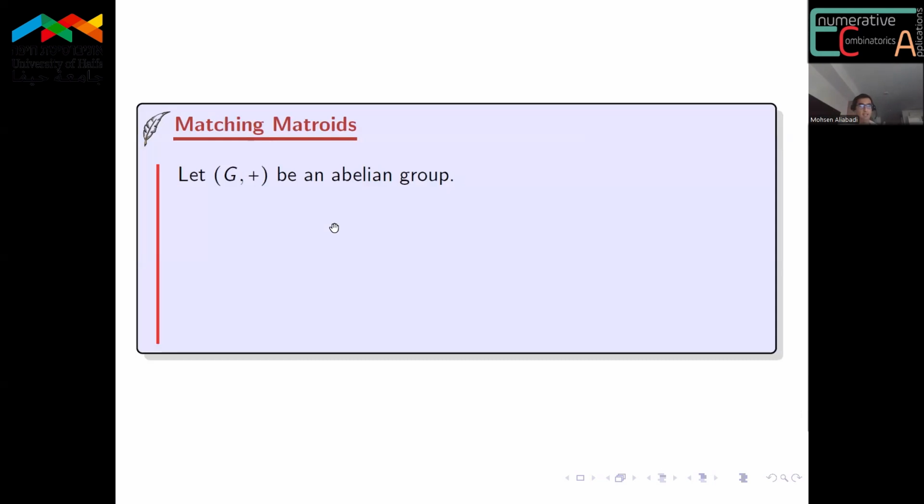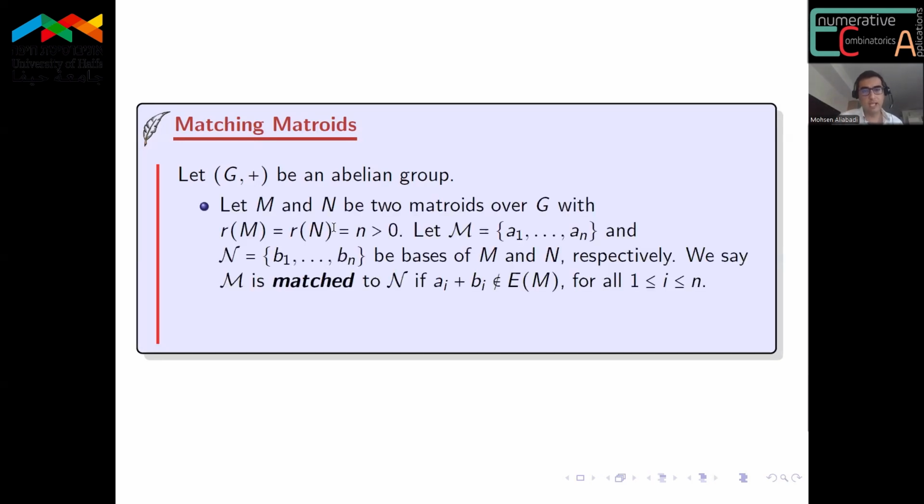And this is another attempt to generalize the previous setting, which is the vector space setting. I'm not mentioning the existence, formulation, and results about vector spaces because of the time restriction, but we can start our definition in the matroid setting. So we are assuming that G is an abelian group.